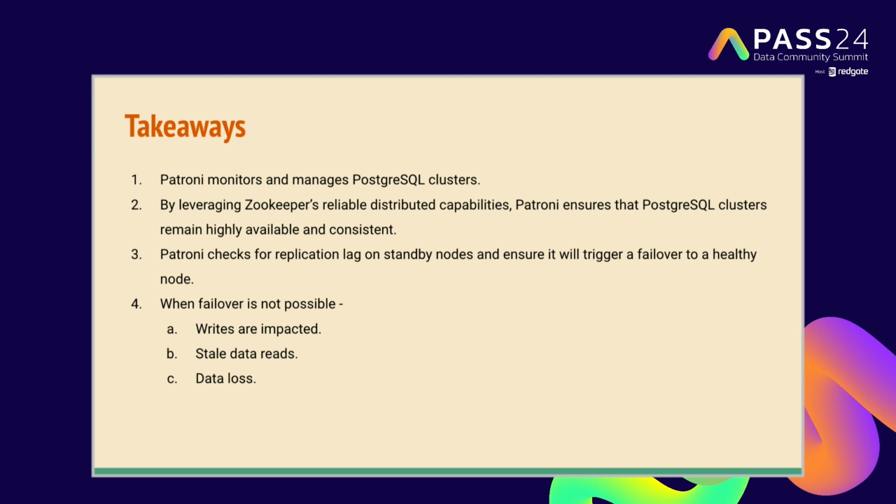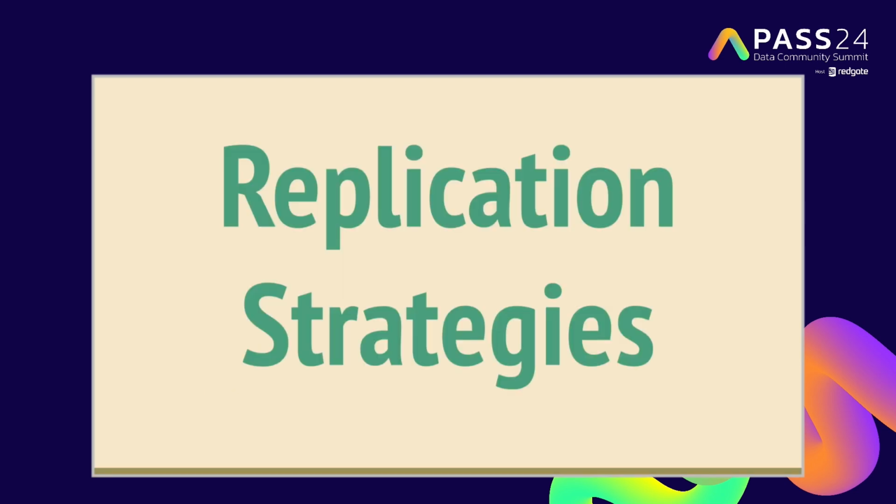So when a failover is not possible and the primary node is in a degraded state, then writes are impacted and the cluster may not be available. It can lead to stale data reads and data loss. So how are we going to address this issue? Let's take a look at replication strategies.